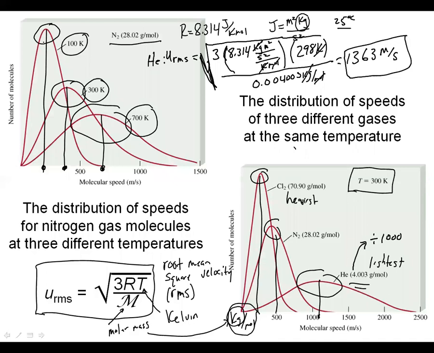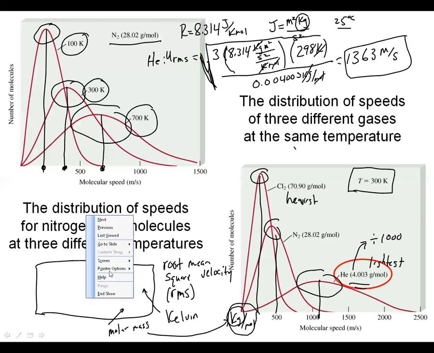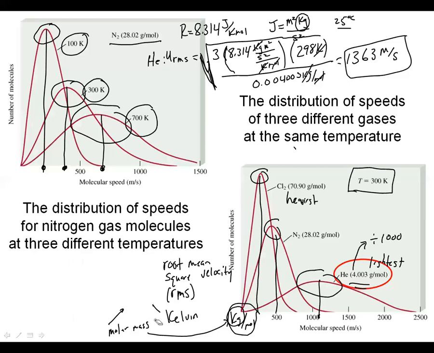Now, if we did it for... where can I do that? Actually, I'll just get rid of that and then drop it in there. Perfect. Give me a second to clear a little bit of space. Perfect.